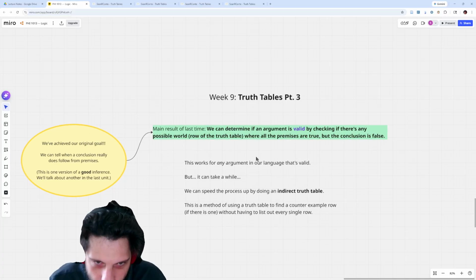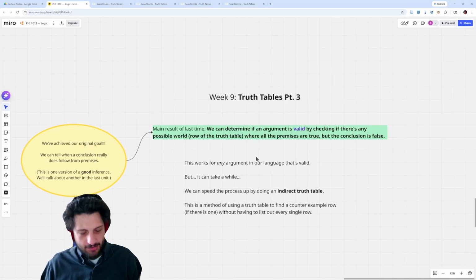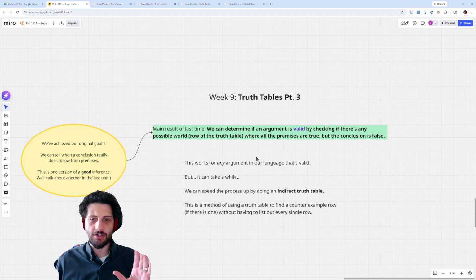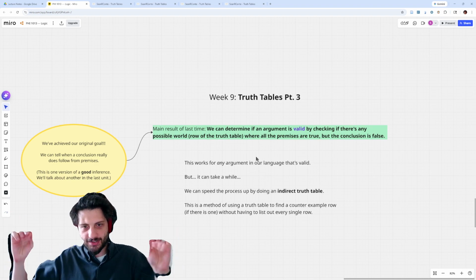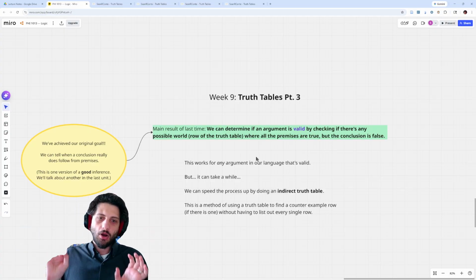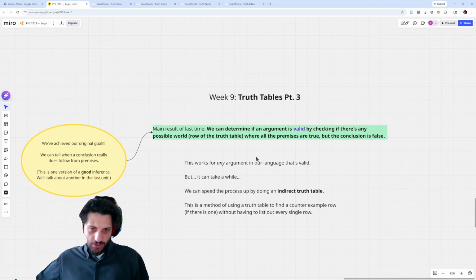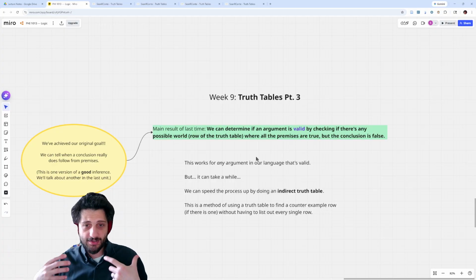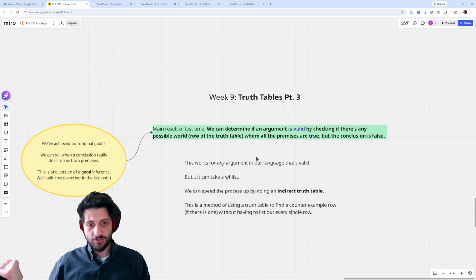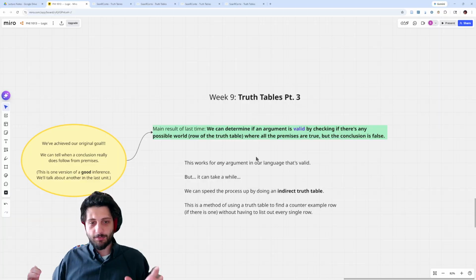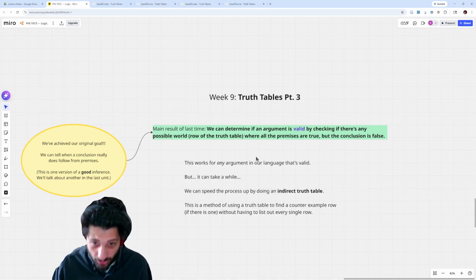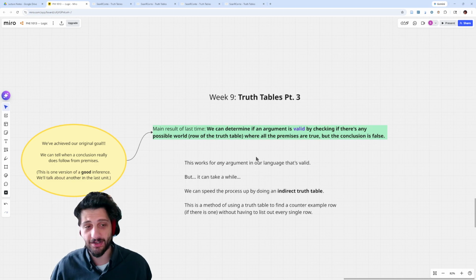So again, the main result of last time was that if you give me an argument, I can determine whether it's a valid argument. I just need to slowly go through each and every row of the truth table, and try to find even a single row where the premises are true and the conclusion isn't true. If I can do that, I've proved it's invalid. And if I've shown through all of the rows that anytime the premises are true, the conclusion is also true, then I've proved that it's valid, that there are no counterexamples, and I've looked through all possibilities.